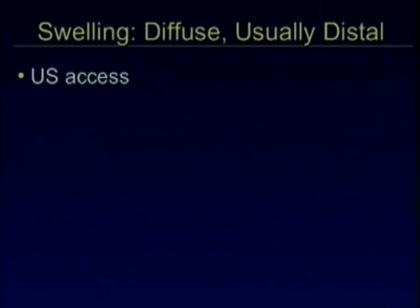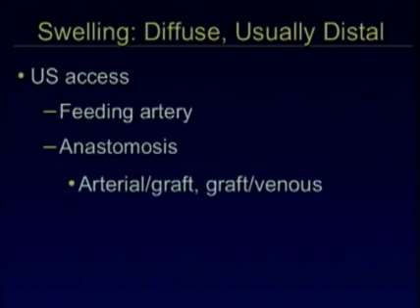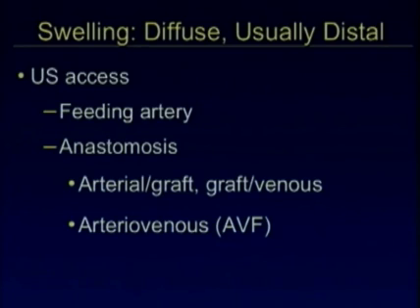All right, so now if we have swelling, usually the swelling is distal in the extremity, and then you need to look at the entire axis. When you ultrasound the axis, either a fistula or a graft, you need to look at the feeding artery, at least the lower third, and the anastomosis of the artery with the graft or fistula. If it is a graft, you need to look at the arterial and graft anastomosis, and then the graft and venous anastomosis, or if it's a fistula, just the arterial venous anastomosis. And then you need to look through the entire draining vein.